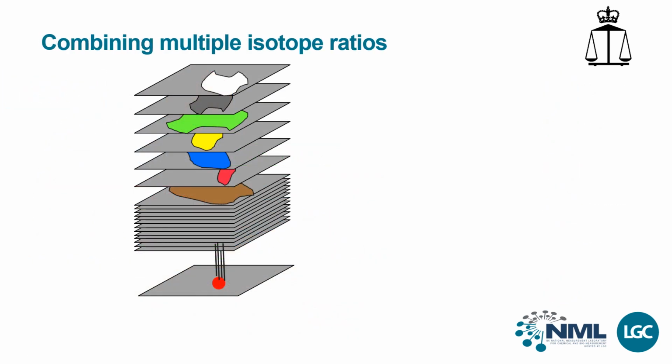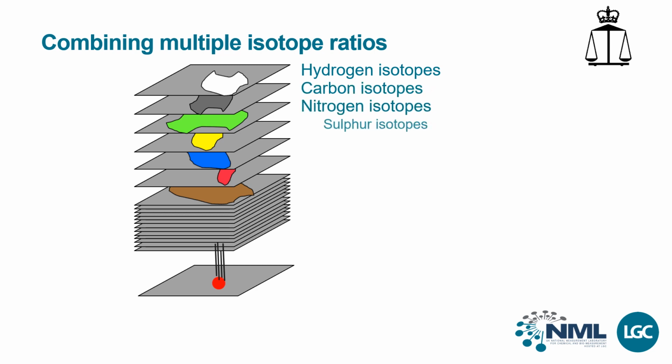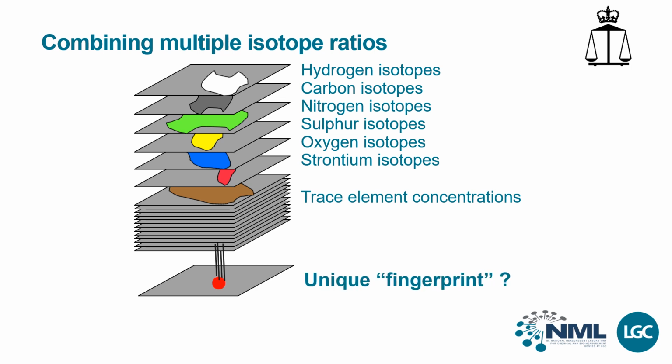Ultimately, the hope is that when all of this information is combined into a multivariate statistical model, it is possible to develop a unique fingerprint for a particular geographical region that can identify the origin of a food or verify a claim.